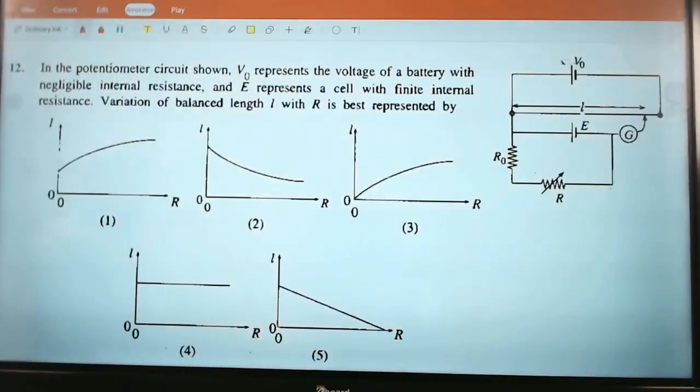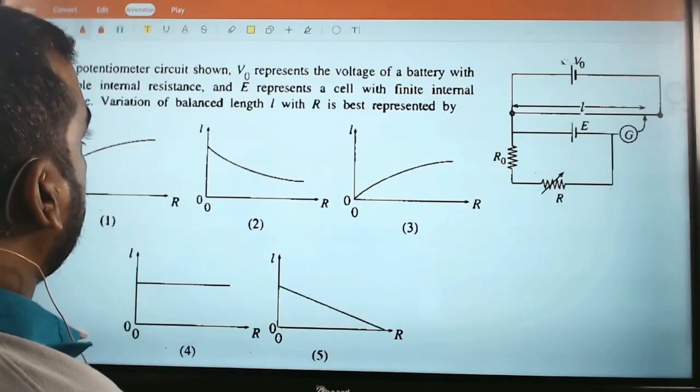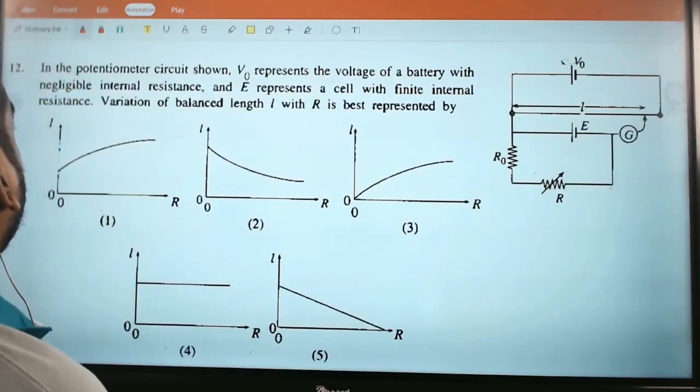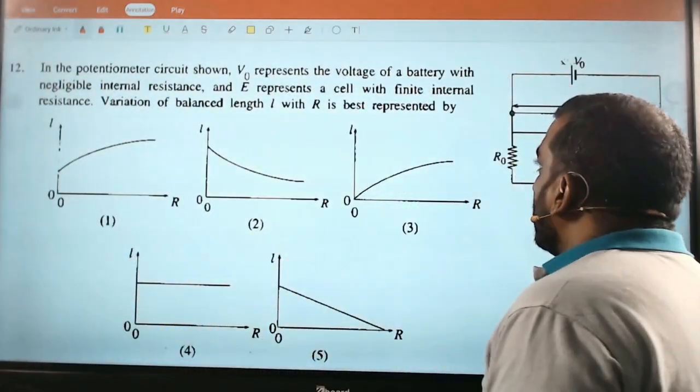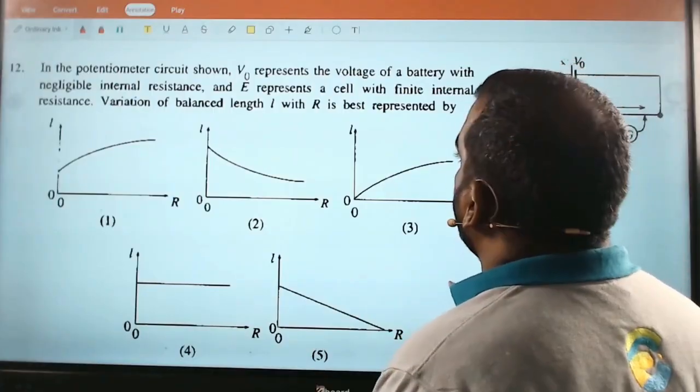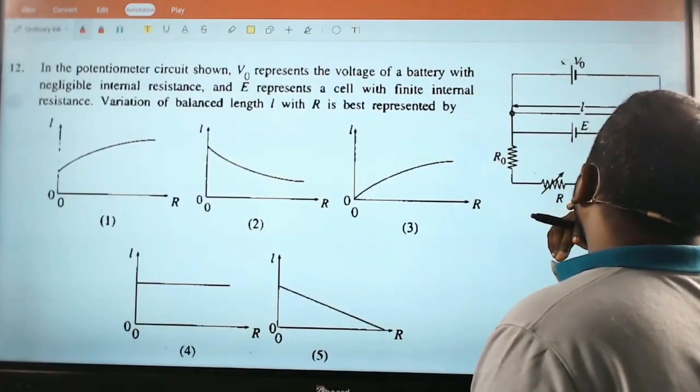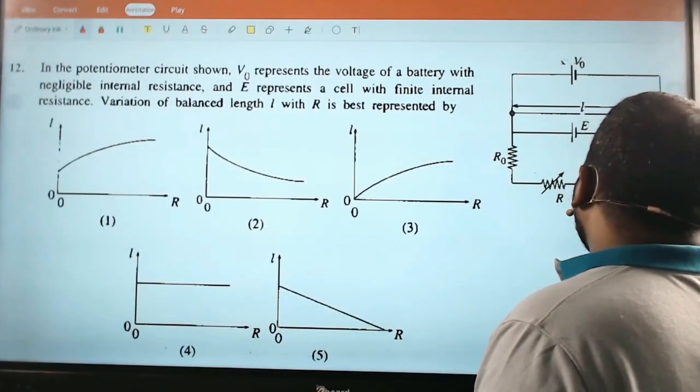Question number 12. Have a look. In a potentiometer circuit shown, V0 represents the voltage of a battery with negligible internal resistance, and E represents a cell with finite internal resistance. Variation of the balance length is best represented by, so I'm going to change R. So R can vary from 0 to infinity, no?